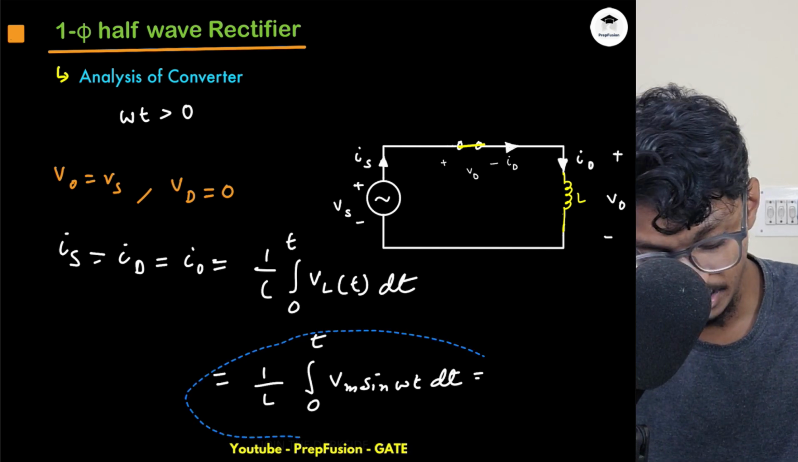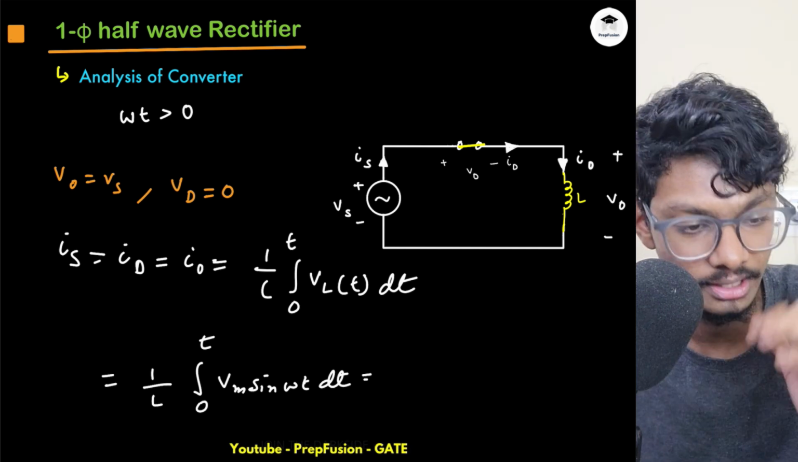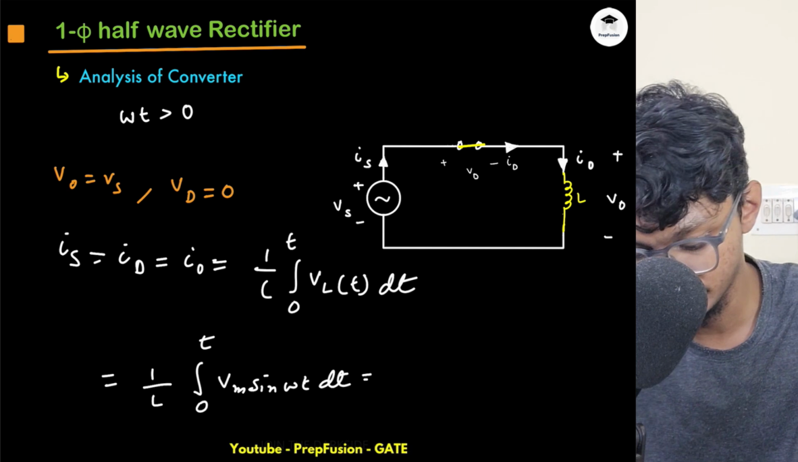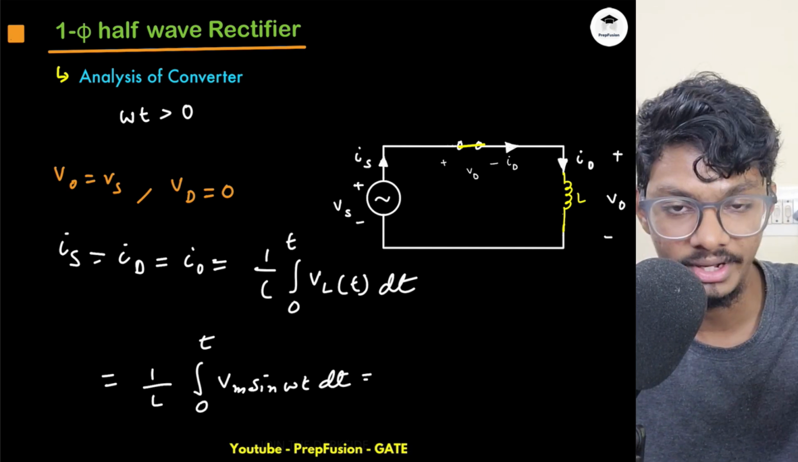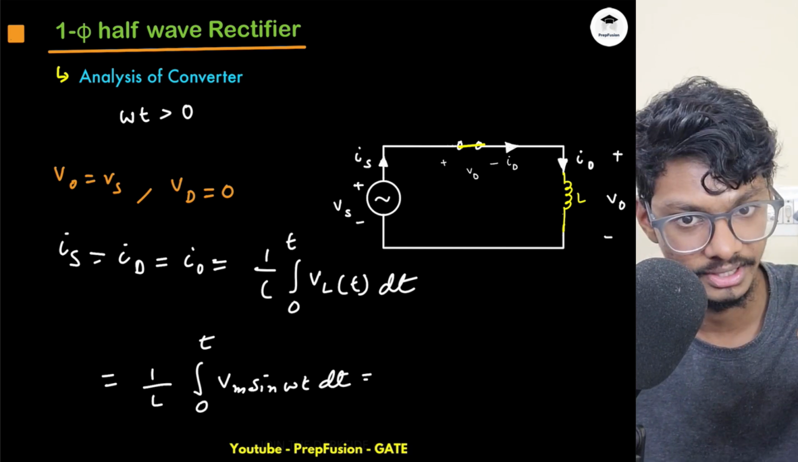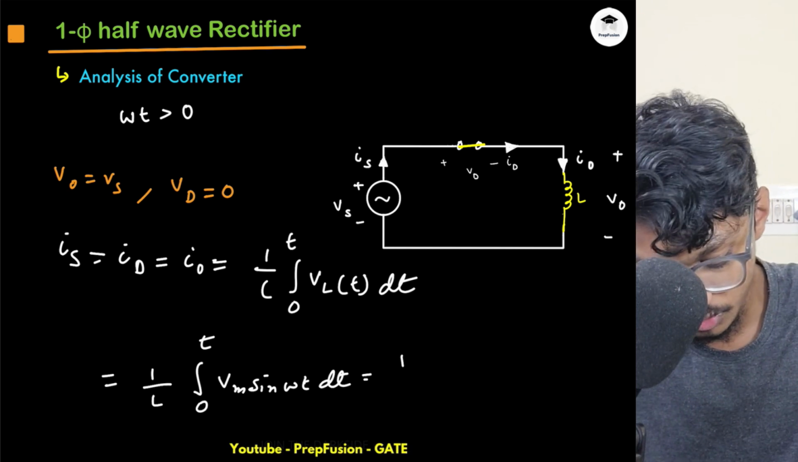In this case, I am not integrating with respect to omega t, I am integrating with respect to dt, because the inductor voltage formula has dt in it, not d omega t. That is the basic reason. In previous cases, integrating with respect to d omega t or dt wouldn't have made a difference, so we integrated with respect to d omega t. But here it will make a difference. That's why I am integrating with respect to dt only.